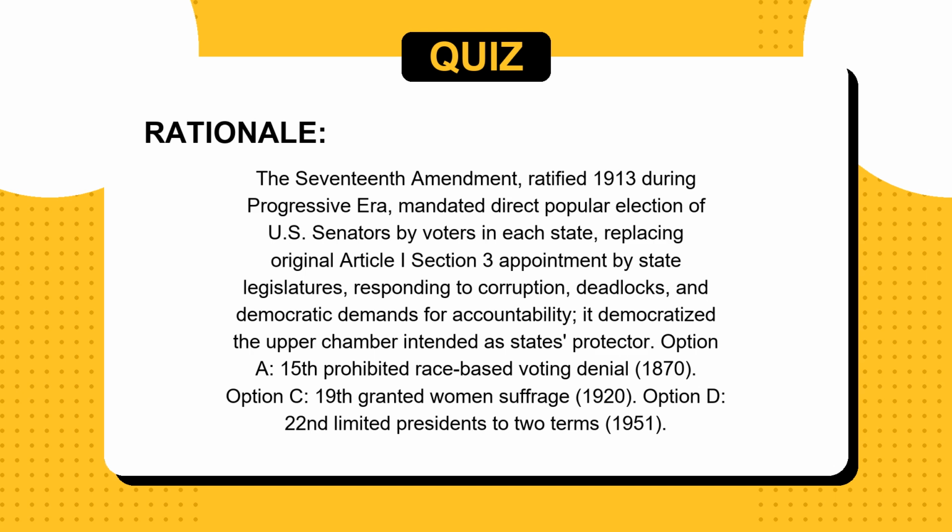Option A, the 15th, prohibited race-based voting denial, 1870. Option C, the 19th, granted women's suffrage, 1920. Option D, the 22nd, limited presidents to 2 terms, 1951.